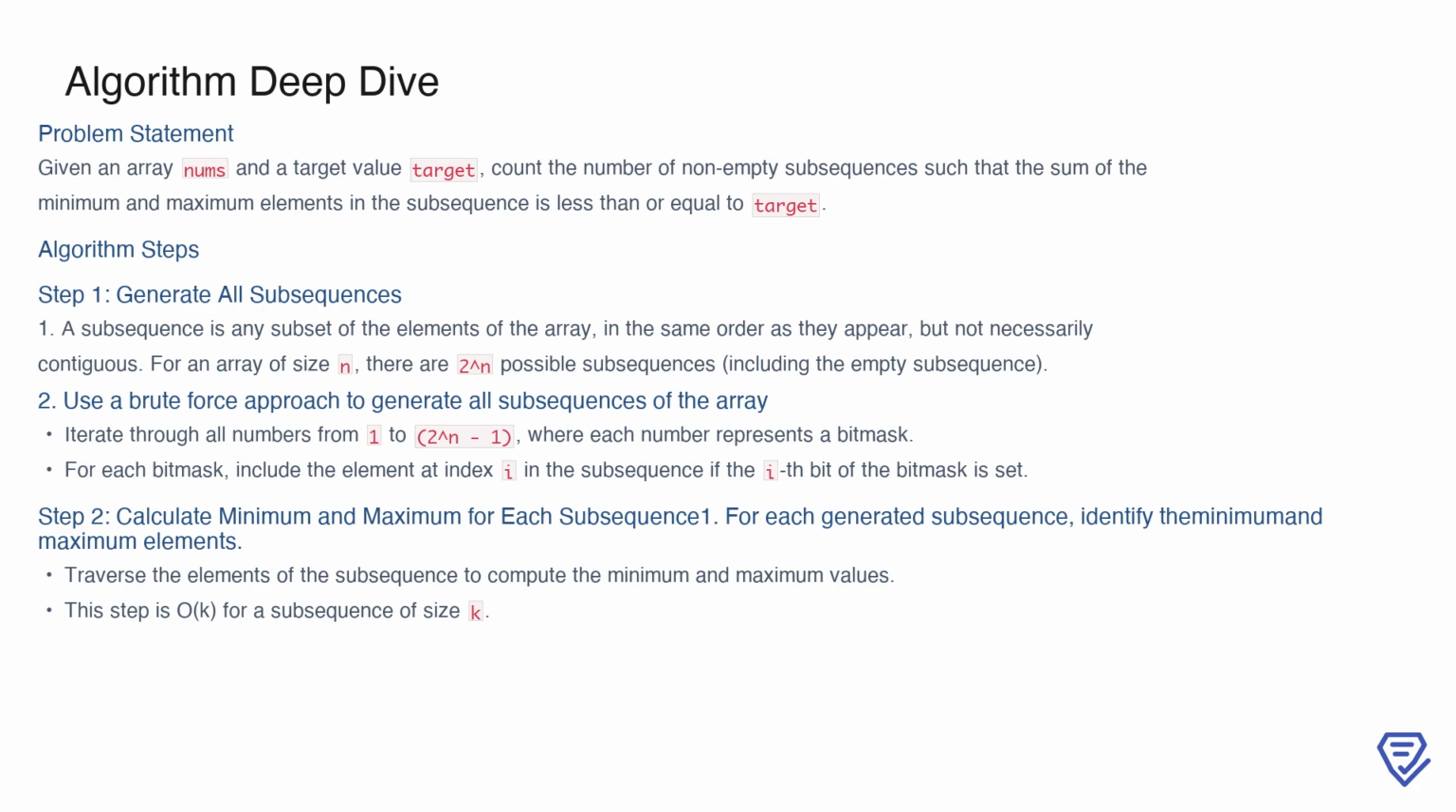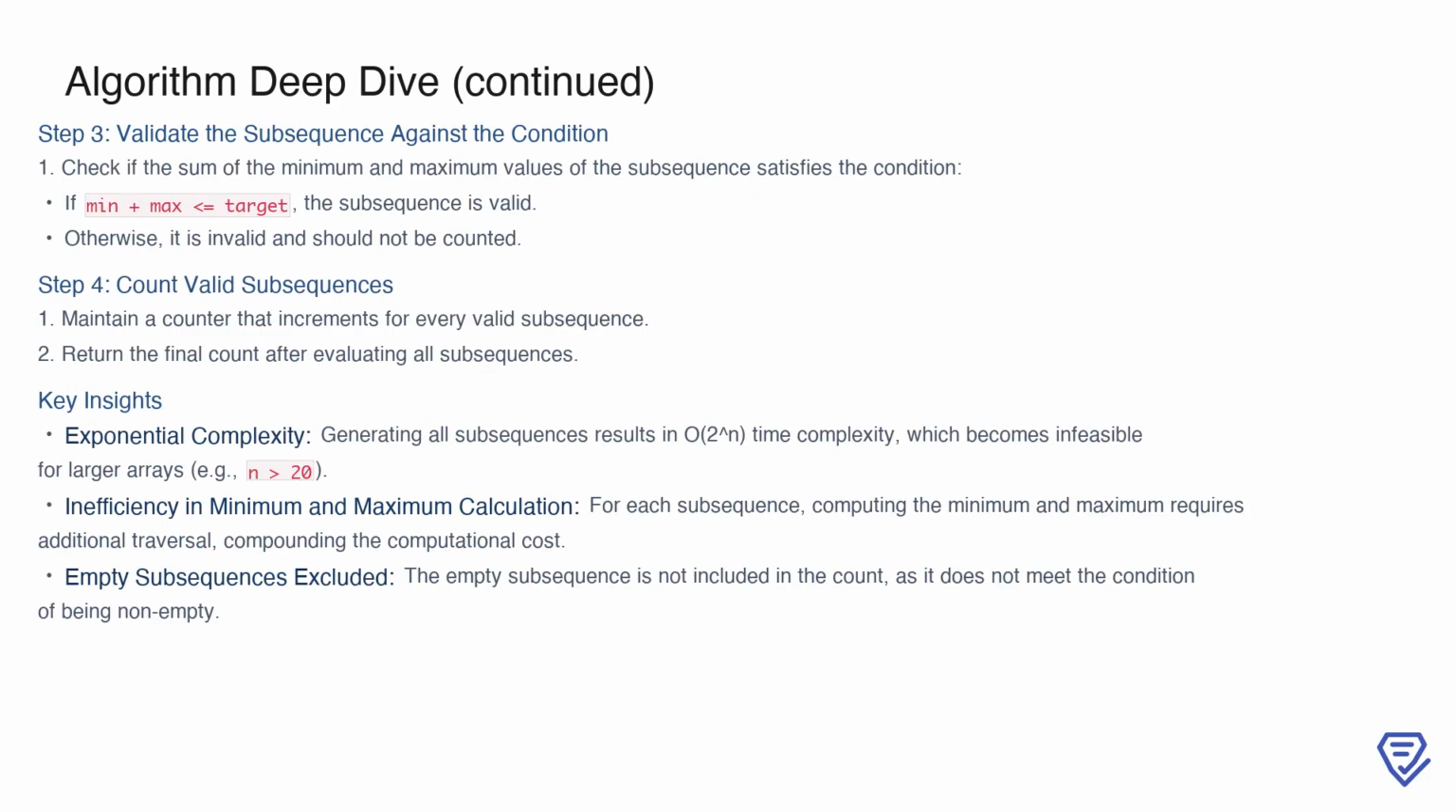While this seems manageable, keep in mind that the computational cost of this step grows with the size of the subsequences, making it O(k) for a subsequence of size k. Now that we have the subsequences and their minimum and maximum values, the next step is to validate each subsequence against the given condition. Specifically, we check if the sum of the minimum and maximum values is less than or equal to the target.